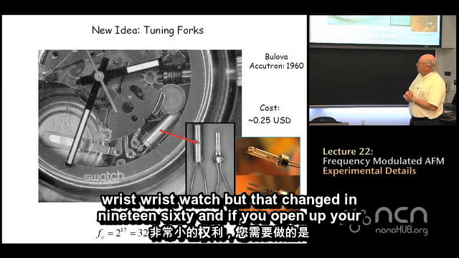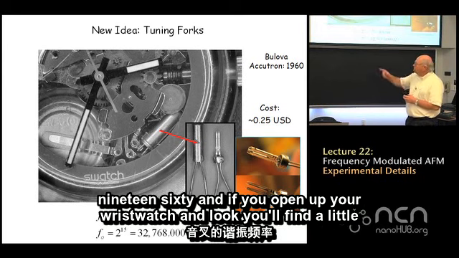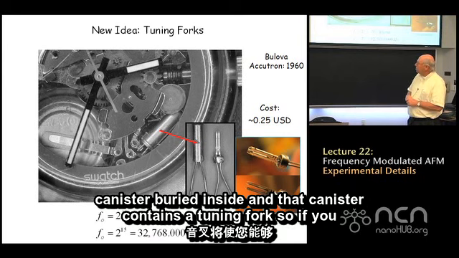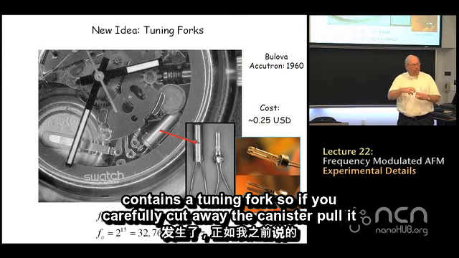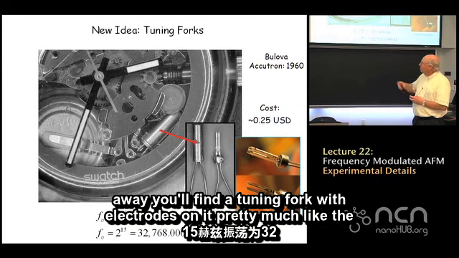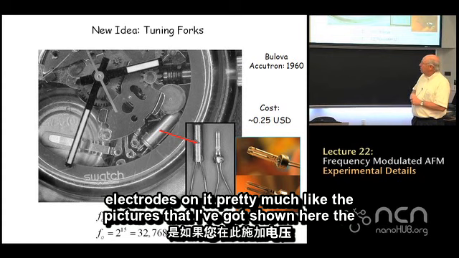And if you open up your wristwatch and look, you'll find a little canister buried inside, and that canister contains a tuning fork. So if you carefully cut away the canister, pull it away, you'll find a tuning fork with electrodes on it, pretty much like the pictures that I've got shown here.